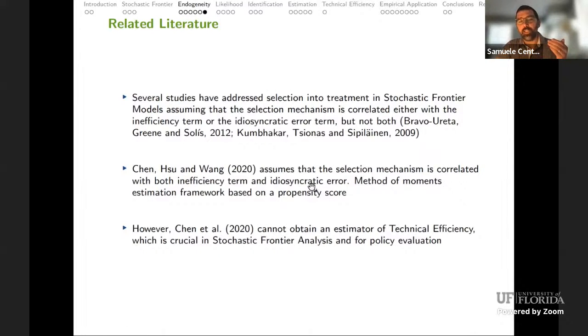However, the point about this paper is that they make assumptions about the marginal distributions of the error components, but not about the conditional distributions. They don't have a likelihood function, so they cannot provide an estimator of technical efficiency, which is something nice for practitioners and for applications of these models in general.